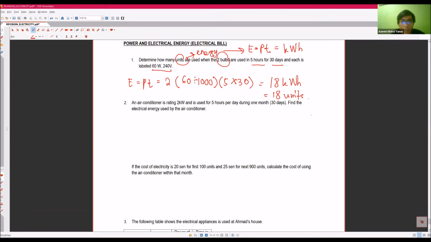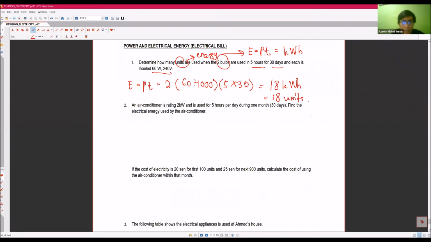So make sure that if you want to find how many units or domestic use of electrical bill and energy, then you must use kWh as well as the cost for the electrical energy. It must be in terms of kilowatt hour. But if the question doesn't state how many units or how much cost is incurred for the electrical use, then you can use the joule, which has the three formulas: E equal to VIt, equal to V squared over R times t, or E equal to I squared R times t.